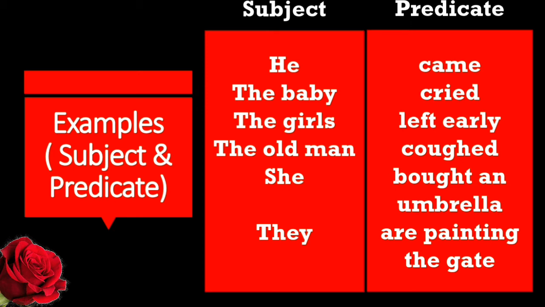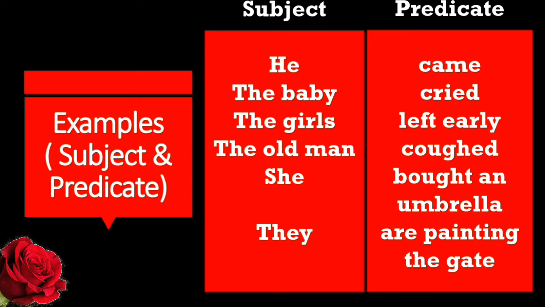Examples for intransitive verbs are he came. Here he is the subject and came is the predicate. And the verb came is not taking any other object, so it is an intransitive verb. Likewise, let us see the next example. The baby cried. The baby is the subject, cried is the predicate and cried is the verb also. The verb cried is not taking any other object, so it is an intransitive verb.